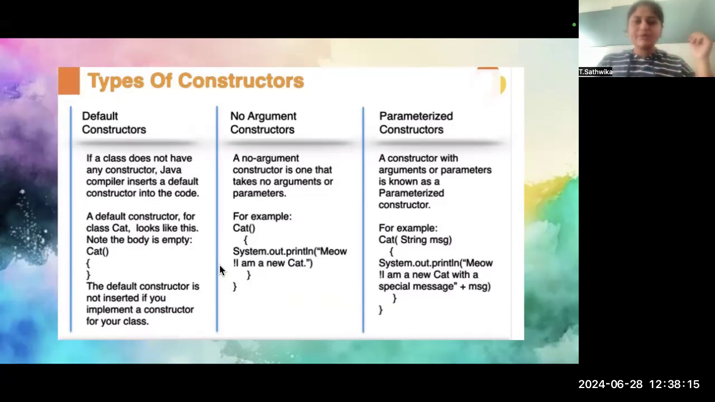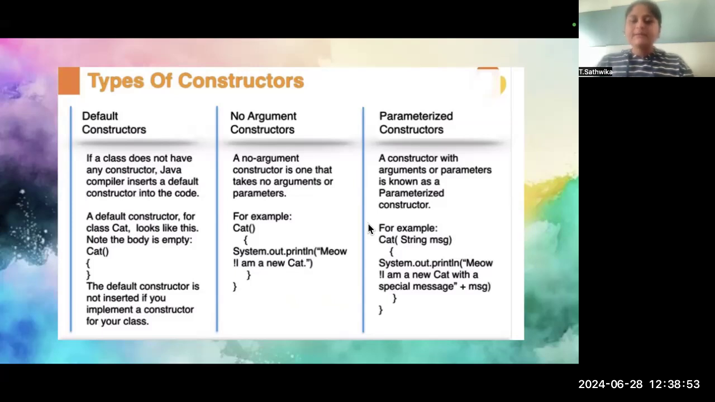So if we implement a constructor for a class, then it doesn't come under default constructor as it does not get implemented. And a no-argument constructor is one that takes no arguments or parameters. For example, cat, and we have just written a statement, "I'm a new cat," and the sound is meow. So it has got no arguments and no parameters, so it is a no-argument constructor. And a constructor with arguments or parameters is known as a parameterized constructor.